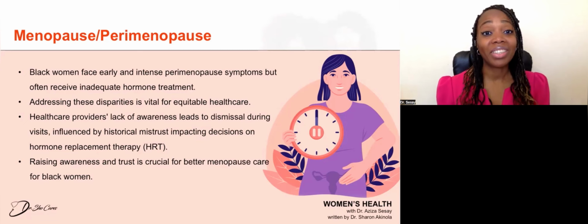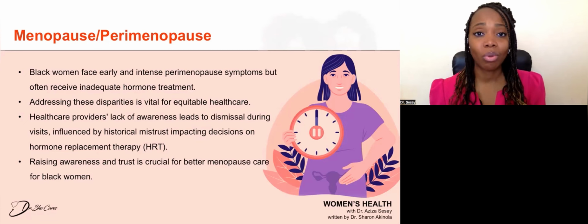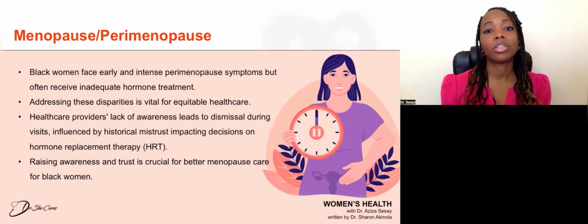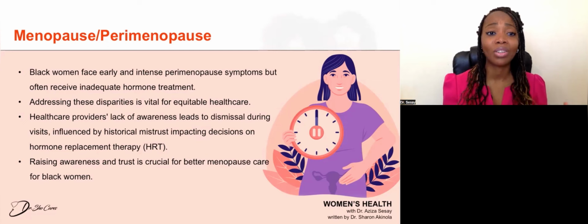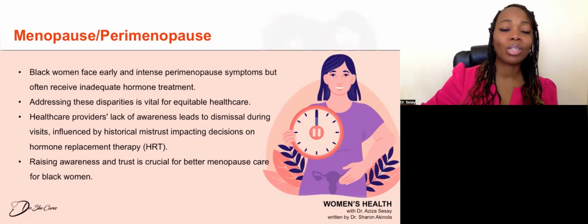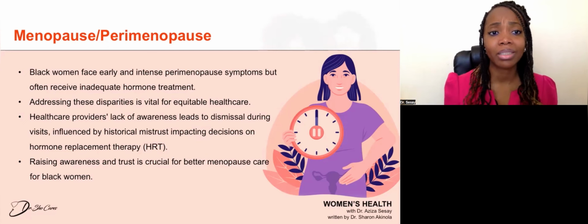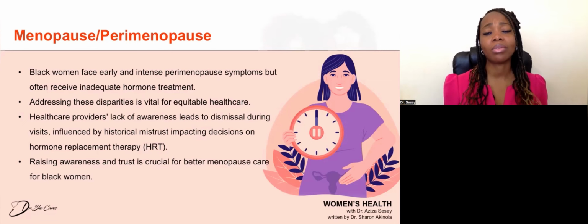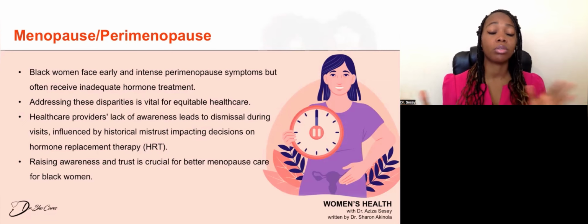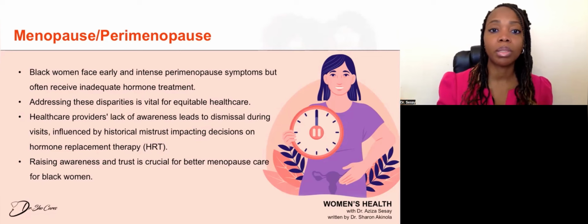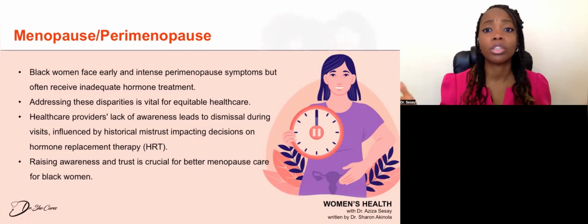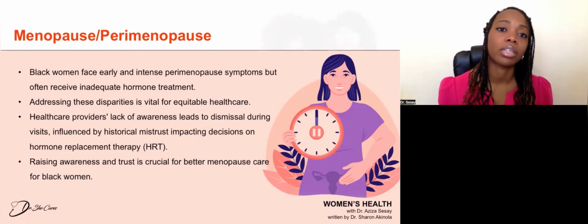The fact of the matter is it's even worse in Black women. We get menopause earlier. We have much more intense perimenopausal symptoms that last longer and actually get worse with time, when usually it's supposed to get better. And often we don't have adequate hormonal treatment. And there's a multitude of reasons for this. But partly it's also because the symptoms are not thought to be perimenopausal, because it's like, oh, well, you're too young. Actually, we're not too young. It can happen much earlier in our case.